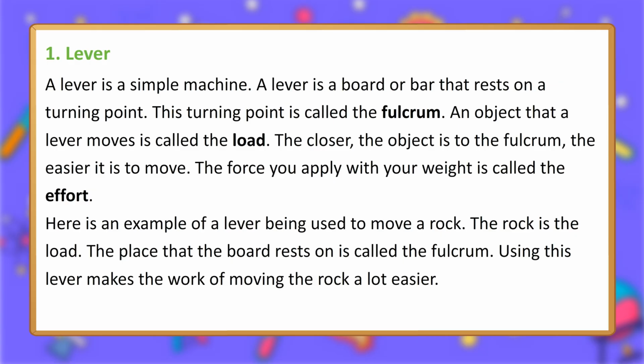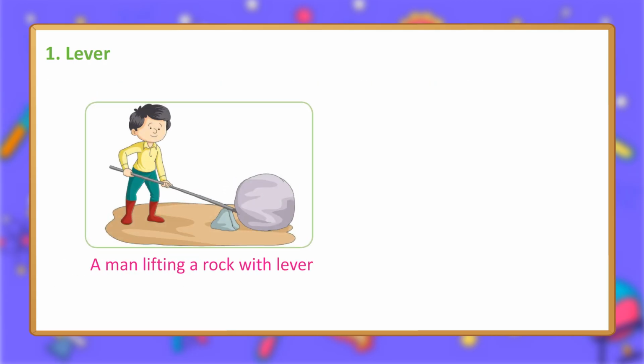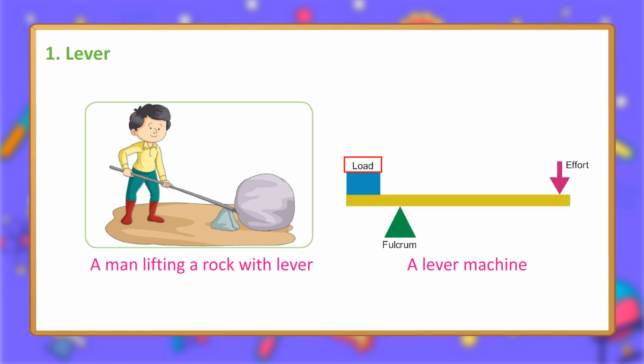Here is an example of a lever being used to move a rock. The rock is the load. The place that the board rests on is called the fulcrum. Using this lever makes the work of moving the rock a lot easier.